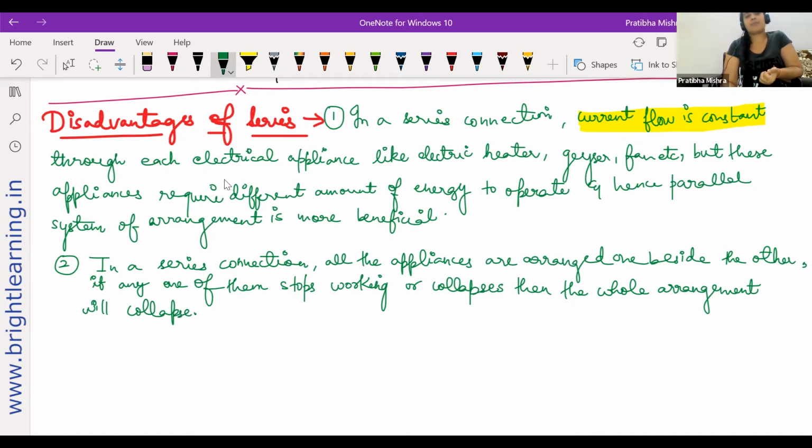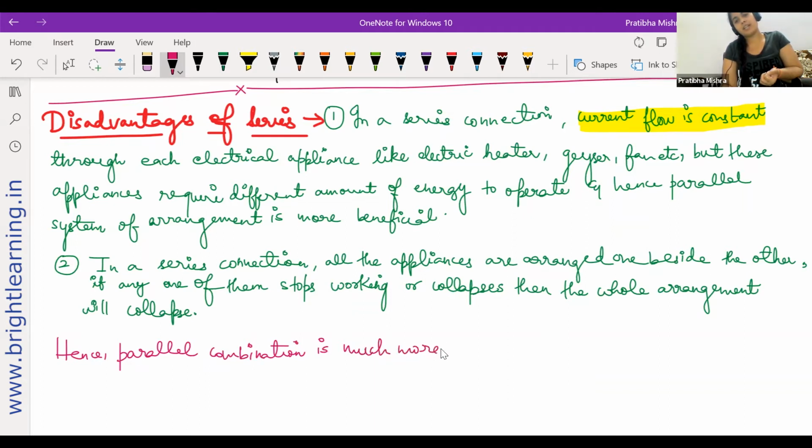So that's why you will say that hence the parallel combination is much more advantageous. You know why it is advantageous, why it is important to use. Okay, done with this.